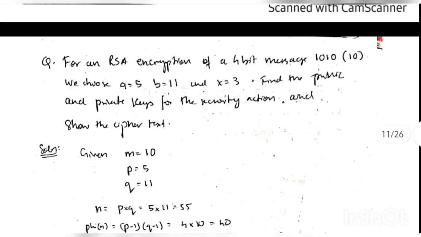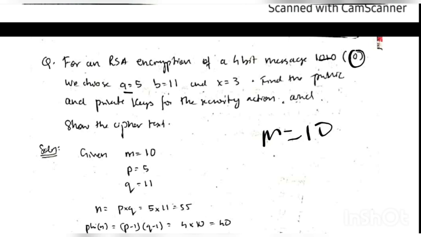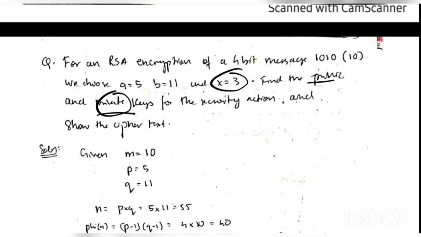Here the message is 10. 1010 in binary is 10 in decimal, so M is equal to 10, and the A and B values are 5 and 11. I will take them as P and Q because I am more comfortable with that, and X is nothing but the public key, which is E. We have to find the public and private keys. The public key is already given, so just find the private key and show the ciphertext.